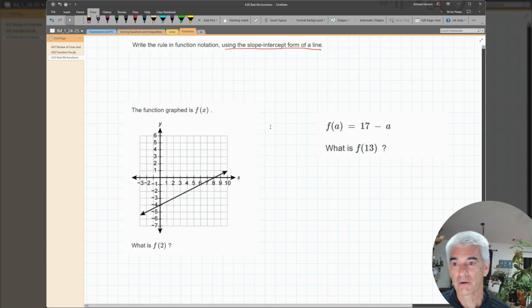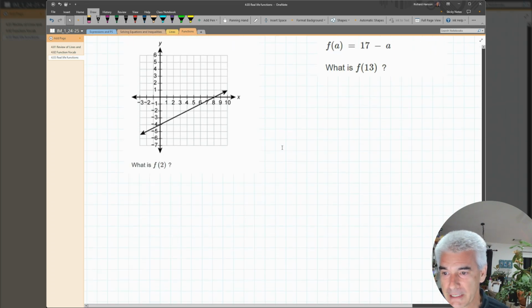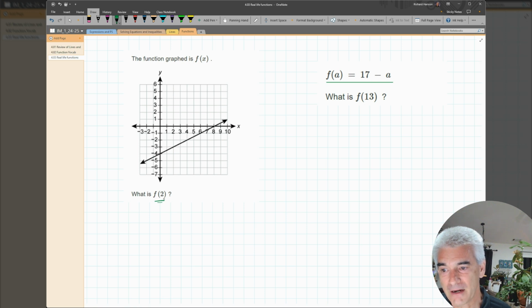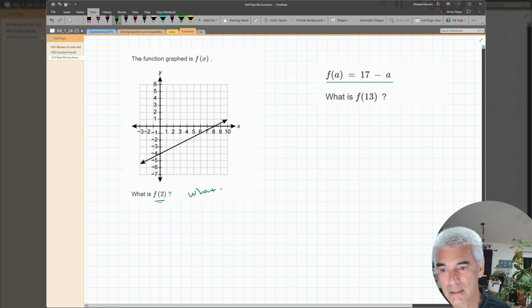Thank you. Okay, these next two, this one on the left and this one on the right, are asking us, hey, what would you get if you plugged in 2? In this case, they gave us a graph. In this case, they gave us the formula, the equation. So if they give us the graph, it's kind of easy. F of 2 means what's the y coordinate when x equals 2?